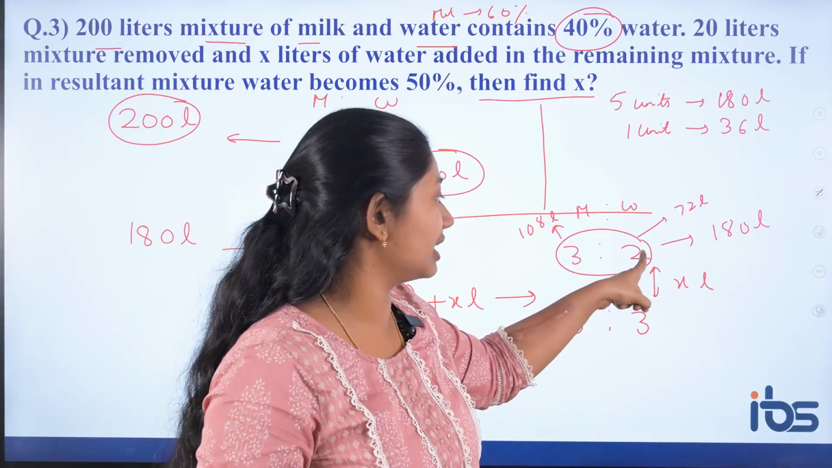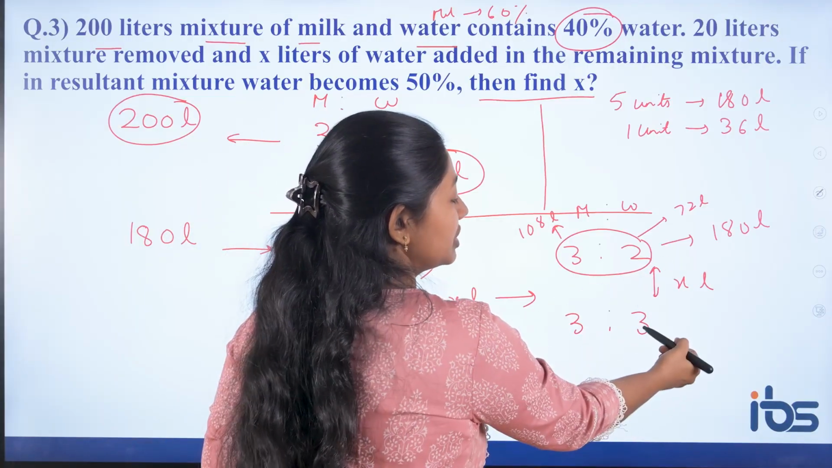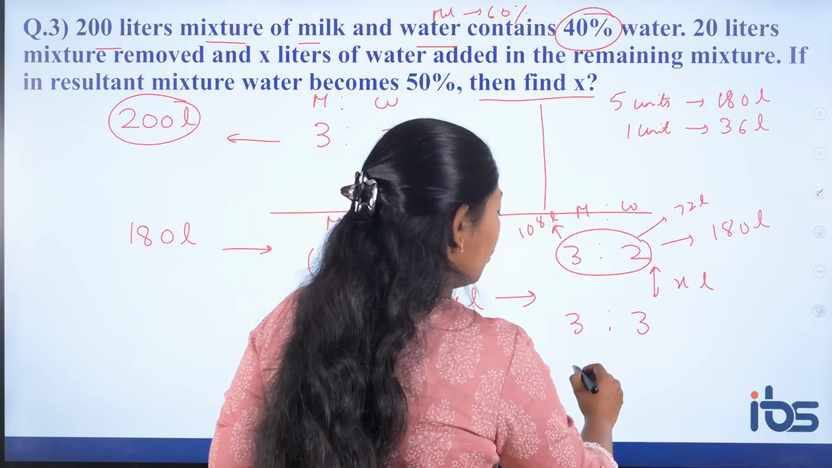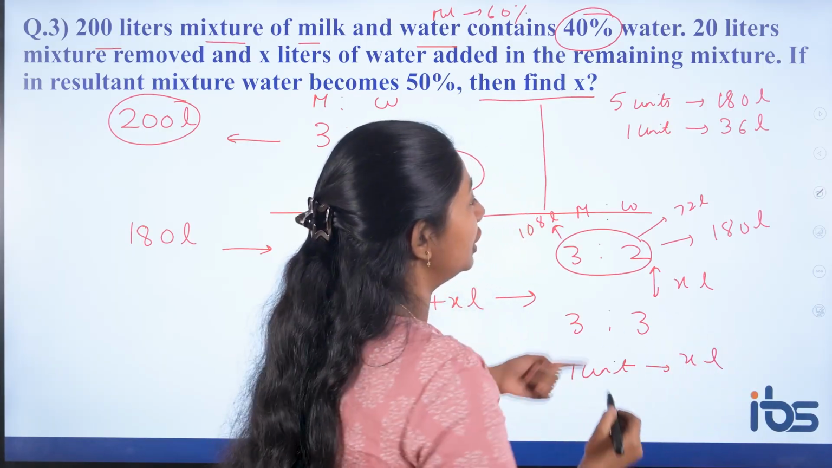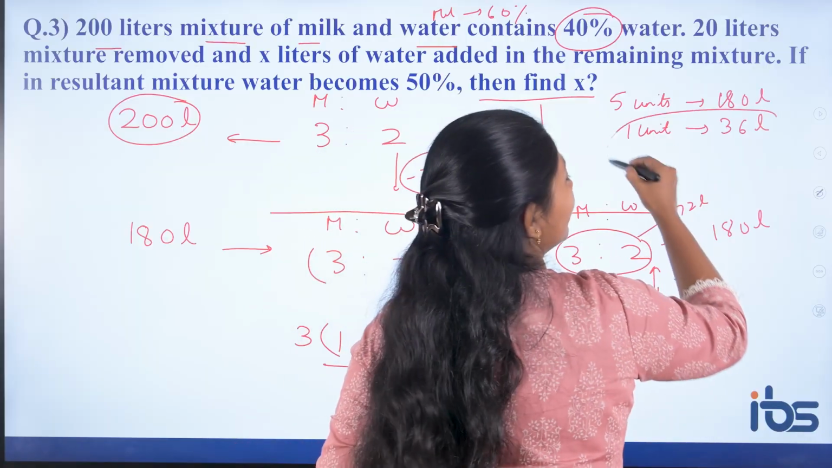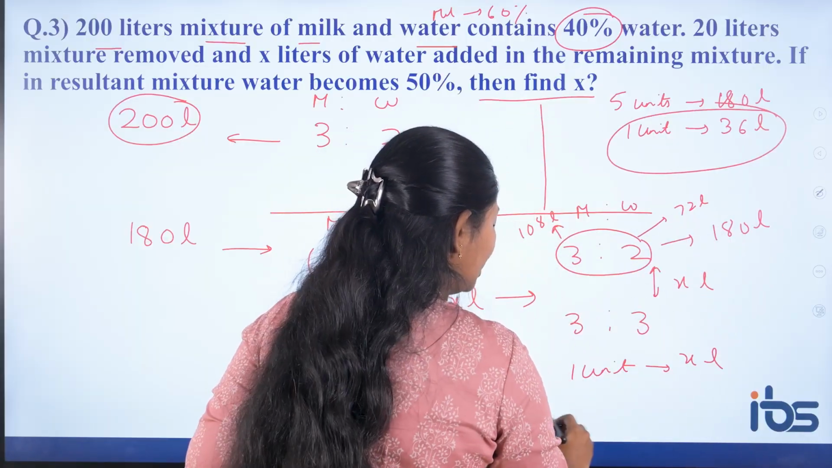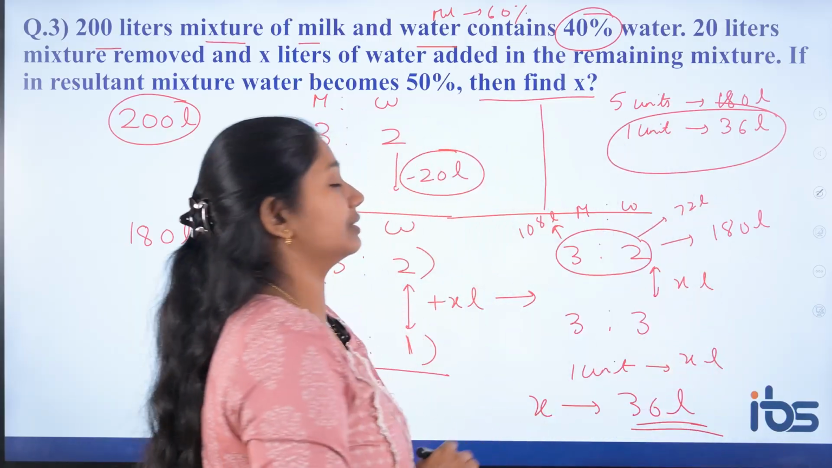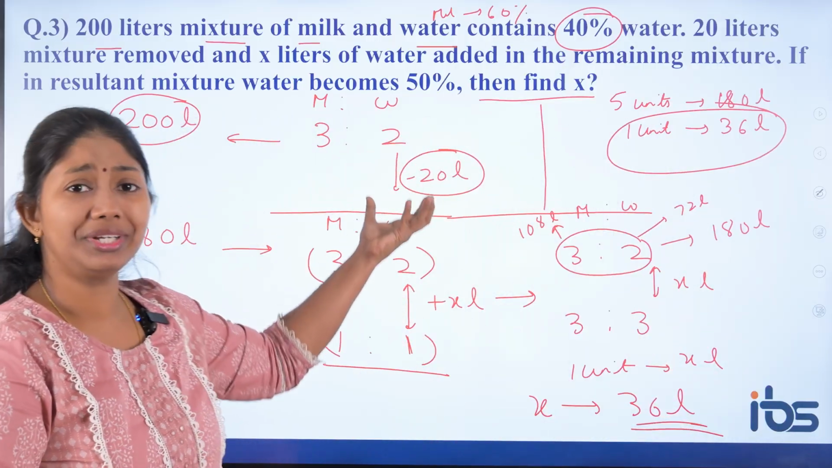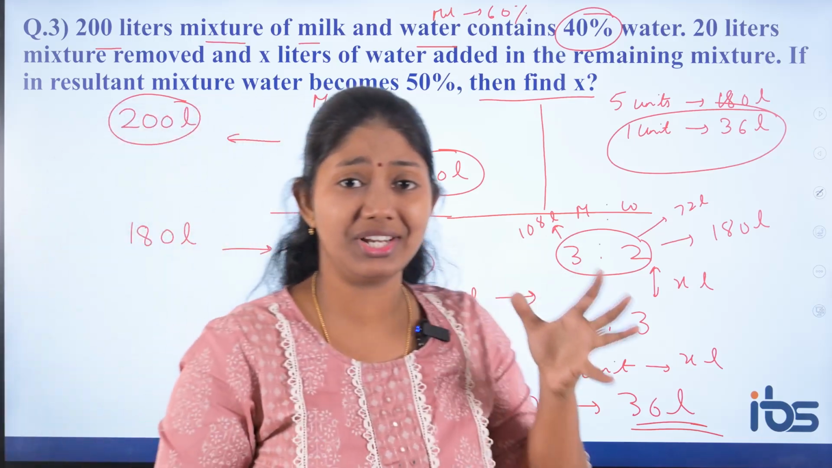So that x is nothing but equal to 2 units. Now it is becoming 3 units. So 1 unit is nothing but equal to x liters. We already know 1 unit is nothing but 36 liters. So the value of x is 36 liters. So no need to get complicated, just try to understand the question.